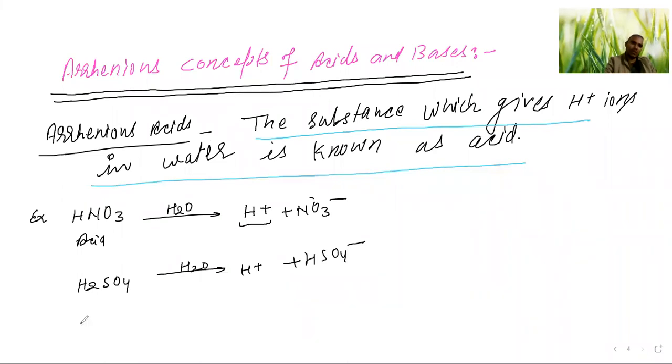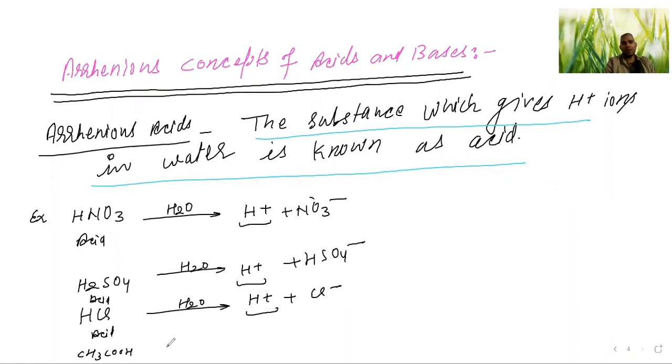So here you see, if I am taking HCl, ionizing in the water, it is going to give what? H plus and Cl minus. Sulfuric acid is also going to give H plus. This is hydrochloric acid.